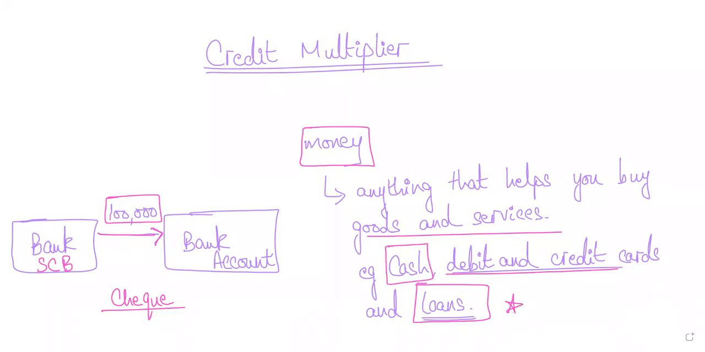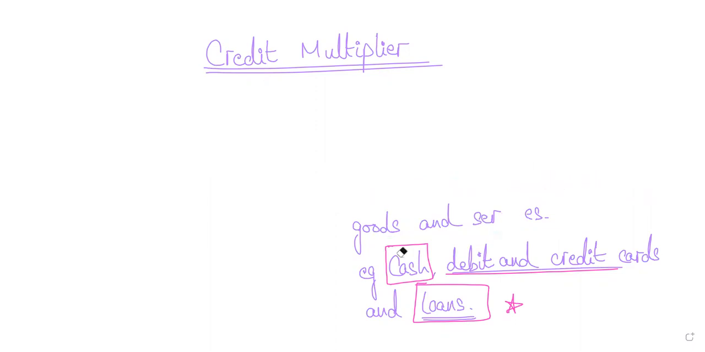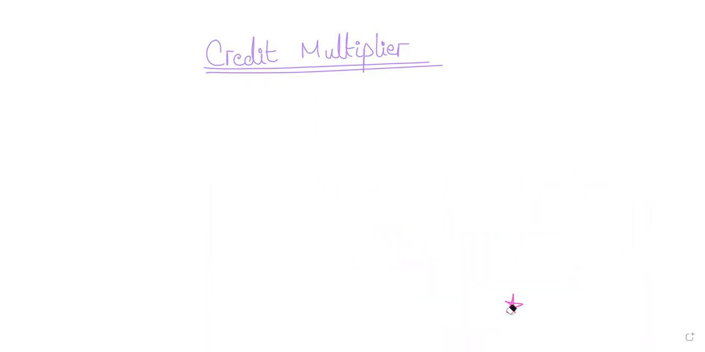Now think about this. Now coming back and linking all of this to the credit multiplier. What was the credit multiplier? We'll do a quick recap and then we will exactly see how the credit multiplier is increasing money supply, because banks are issuing loans in the economy, and that increases money supply.